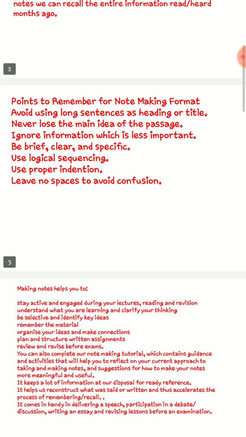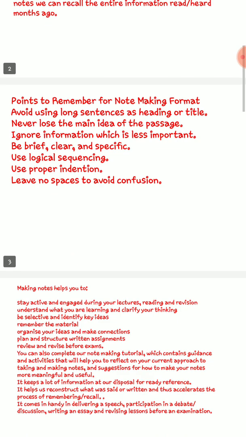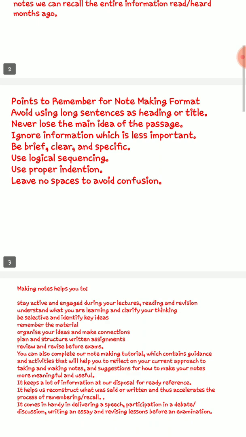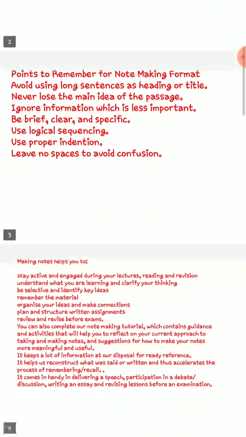While you are writing notes, you have to be very clear, very brief, and very specific. Use logical sequencing. Use proper indentation. Indentation actually means the bordering of lines and giving the numbers. Normally we do it in note making by mentioning the numbers in case of points and subpoints or sub-subpoints. That is indentation. Leave no spaces to avoid confusion. We should not leave any spaces to avoid confusion. So these are some of the points that we should all remember while writing a format of note making.